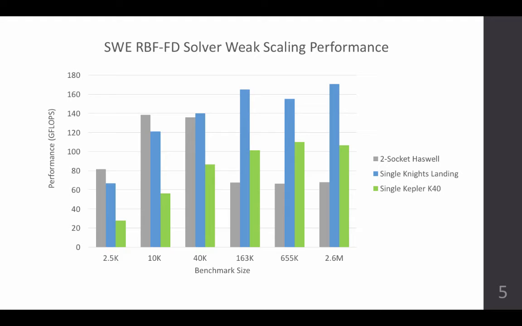Here we are plotting the weak scaling performance in gigaflops of the solver on a single dual-socket Haswell CPU node, a single Intel Knights Landing node, and a single NVIDIA K40 GPU. So although there are some subtleties to the performance on each system, overall we see that the performance is quite satisfactory given the RBFFD method's complicated memory reference patterns. And actually, in optimal cases, we are even reaching over 15% of the theoretical peak performance.